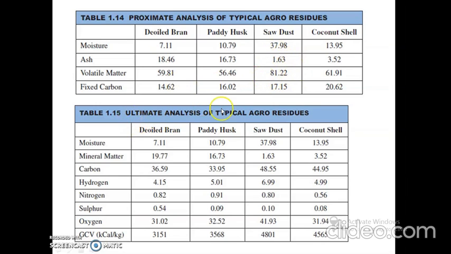And when it comes to ultimate analysis of agro residues, you can find that moisture content is of course high in sawdust. Then carbon percentage is high in sawdust and coconut shell. Then hydrogen, nitrogen, oxygen are given, and finally the GCV. You can observe that the gross calorific value of the biomass is highest for sawdust, which is 4801, and secondly coconut shell has 4565 kilocalories per kg. The least is in the case of de-oil, bran.